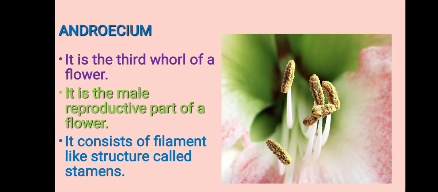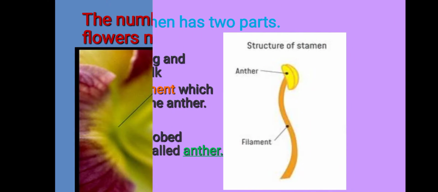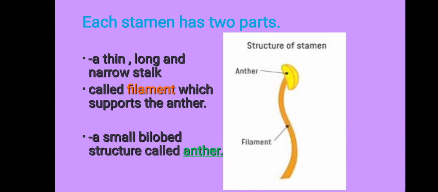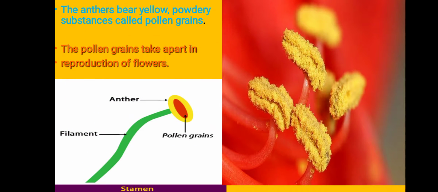Good morning, class. In the previous lesson, we were learning the third whorl of a flower, that is the androecium. It is also called the male reproductive part of a flower. It consists of filament-like structures called stamens. Each stamen has two parts, anther and the filament. The anther bears yellow powdery substance called pollen grains. The pollen grains take part in reproduction of a flower.